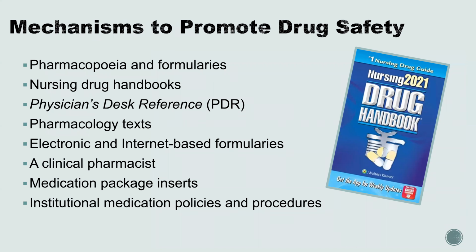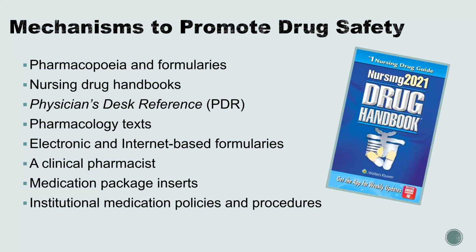Now, mechanisms to promote drug safety. There are reliable sources of drug information out there. State and federal regulations and standards controlling drug administration, and a variety of systems for storing and distributing medications in healthcare agencies, all work together to protect consumers. The following are used when researching a medication or a drug, all of these listed here: the pharmacopoeia or formularies, nursing drug handbooks, which you can see in the picture on this slide, a PDR or physician's drug reference, which is another resource. Any pharmacology textbook is also a good resource.